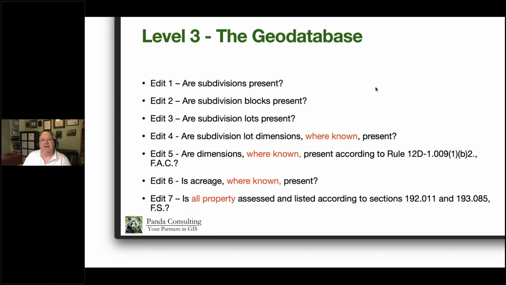And here are the actual things that the guide requires. You can have other elements in here, but this is what's required. Are subdivisions present? We can infer from this that what they're looking for is subdivision polygons. They want to make sure there are subdivision polygons present. Are subdivision block polygons present? Are subdivision lots present? Notice they don't refer to any other types of lots other than subdivision lots, lots that appear in subdivisions. And then edit number 4, are subdivision lot dimensions, and this is critical, where known, present.